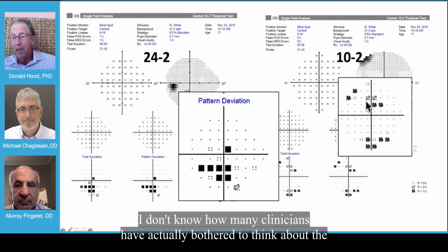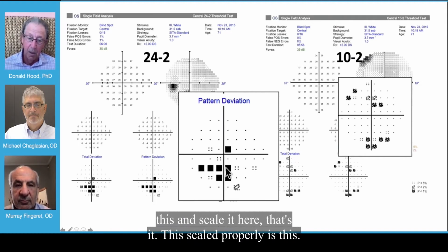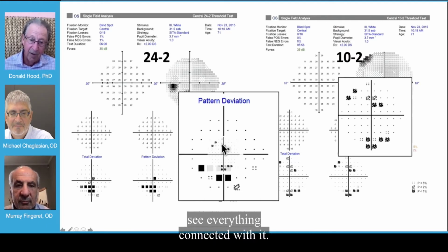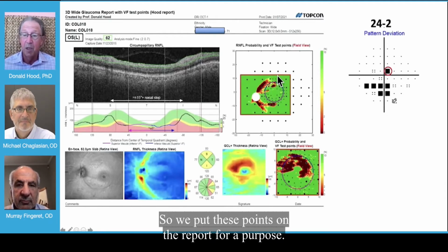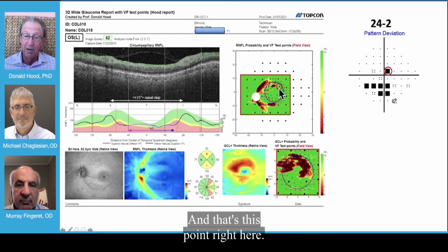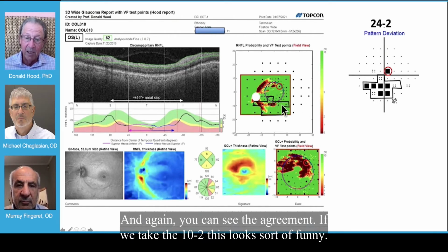I don't know how many clinicians have actually bothered to think about the relationship between these two topographically, but just to illustrate that, if we take this and scale it, here, that's it. This scaled properly is this. So this one point here, basically, you can now see everything connected with it. So we put these points on the report for a purpose. You can circle that point there or have a resident do it. And that's this point right here. So you can see the agreement. We can circle these points here, and that would be down here. And again, you can see the agreement.